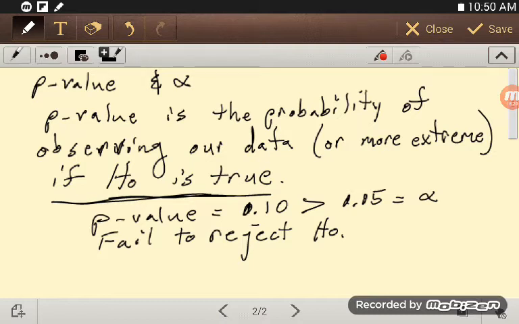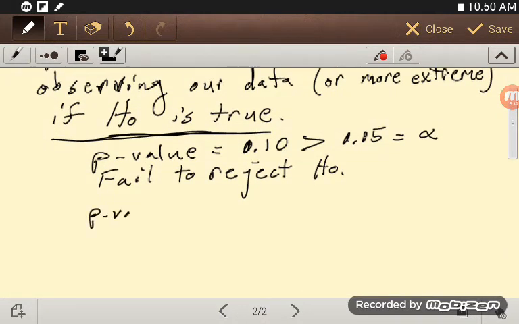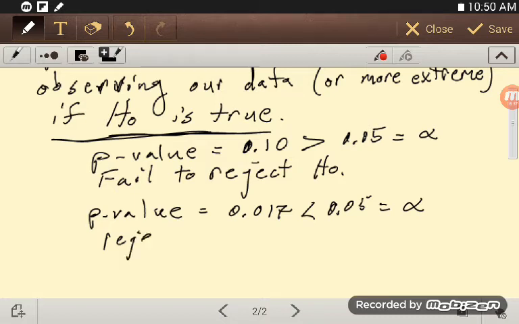Okay, so we fail to reject H0 because it's bigger than alpha. If, on the other hand, we had a p-value equal to 0.017, well, that's smaller than 0.05, which is our typical alpha, and so we would reject H0 and go with our alternative, whatever that is.